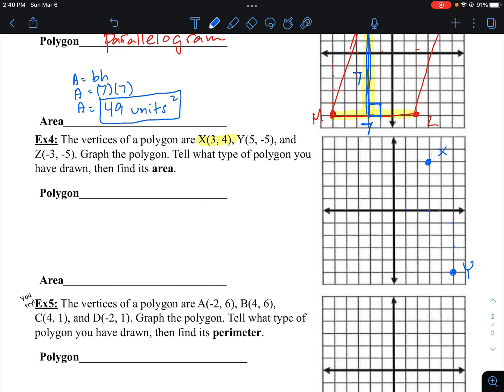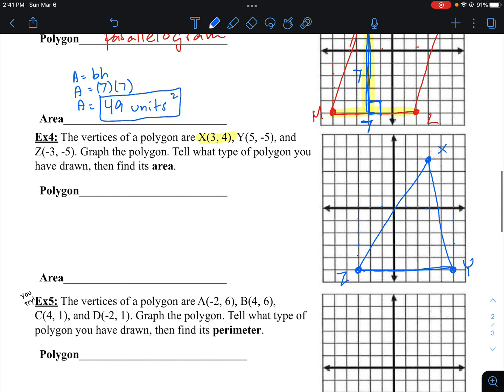And z is at -3, -5. So 1, 2, 3. 1, 2, 3, 4, 5. That's z. Let's graph that. It's not a very good straight line. There we go. Okay. So, what kind of polygon do I have? 3 sides. It is a triangle.